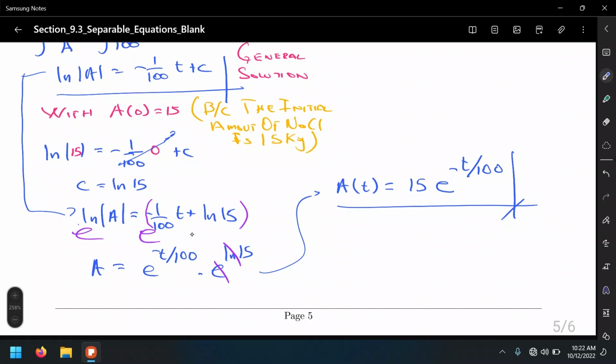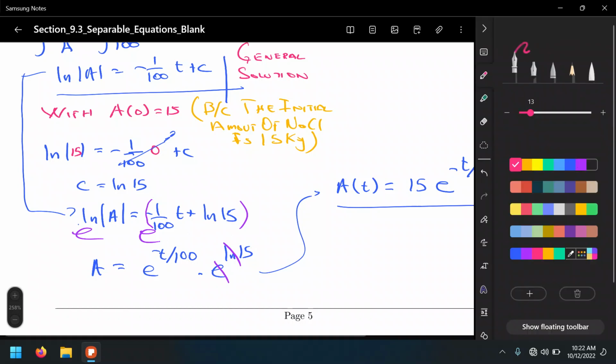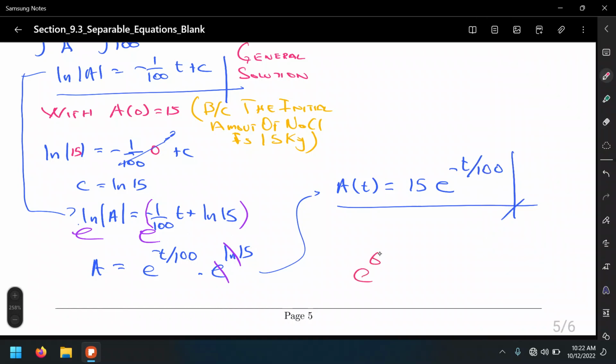This one, this part? Well, by properties of exponentials, laws of exponents, whenever you have e to the a plus b, this is e to the a times e to the b. In this case we have two terms. You can think of this as the A and this as the B.